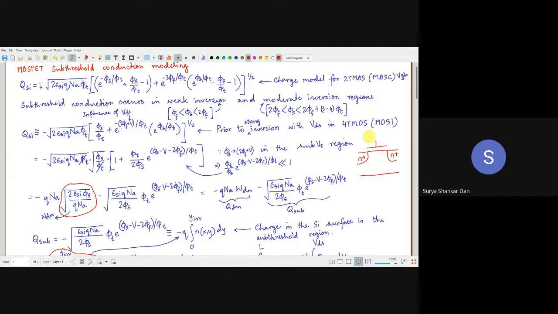Remember, here is your VG. The body and the source are short circuited. If I put the source grounded, the body also I will put grounded, so that the VBS or the body effect is nullified. Now here is your drain bias VD. The net effective field along the channel, which we will prefer to call the lateral field, is due to VDS. VS is equal to 0.